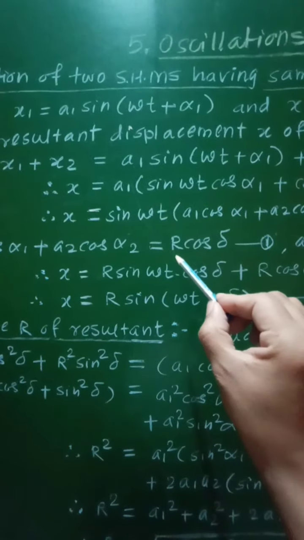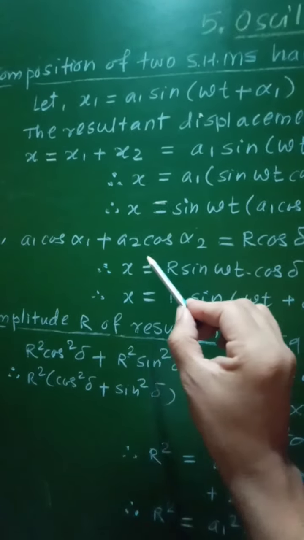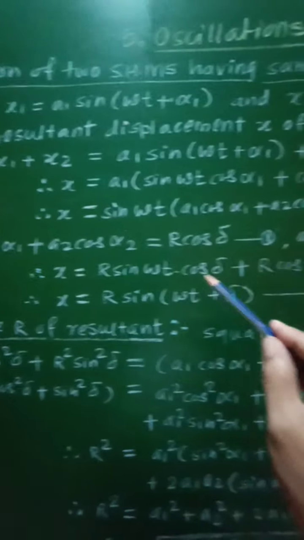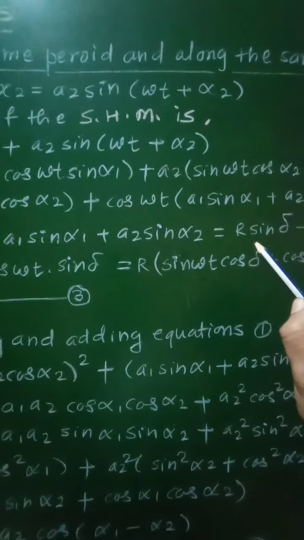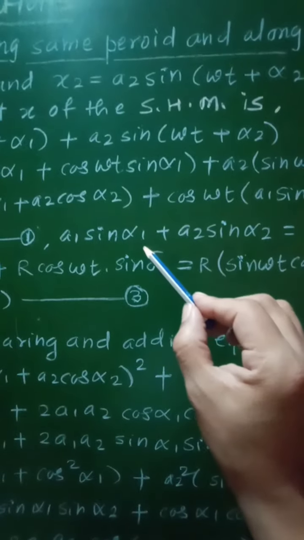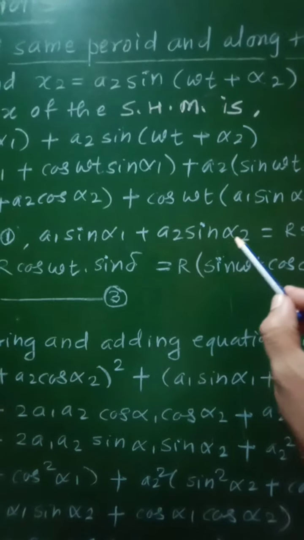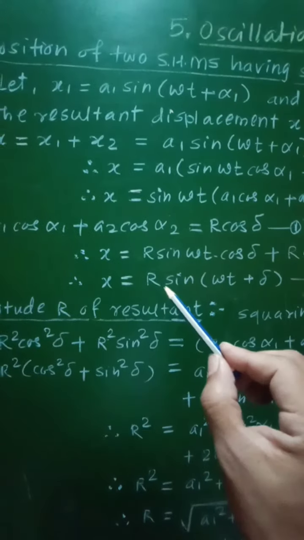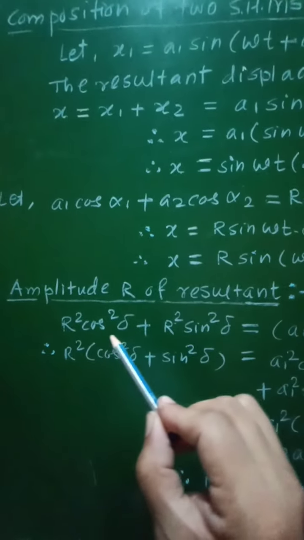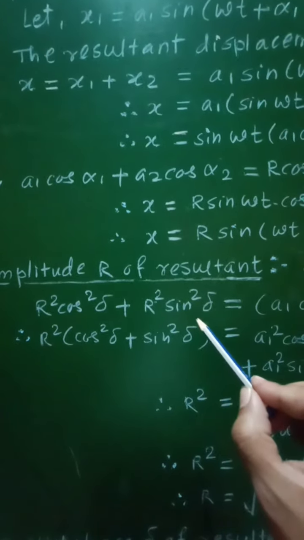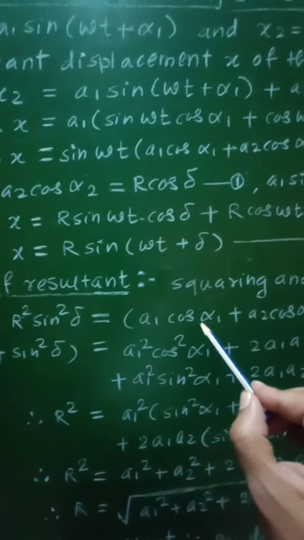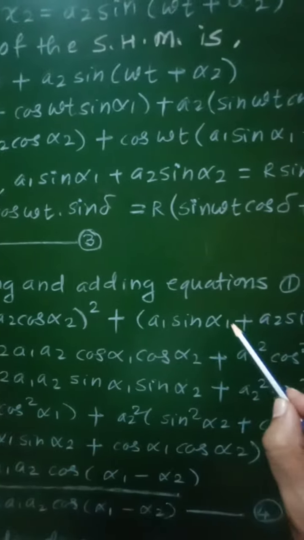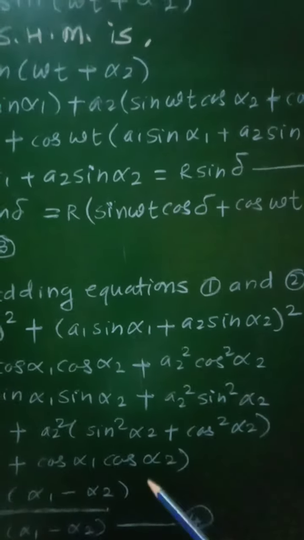So squaring this we will get r square cos square delta equal to A1 cos alpha 1 plus A2 cos alpha 2 whole square. Similarly here from the second equation, r square sin square delta equal to A1 sin alpha 1 plus A2 sin alpha 2 whole square. And therefore squaring and adding equation 1 and 2 we will get r square cos square delta plus r square sin square delta equal to A1 cos alpha 1 plus A2 cos alpha 2 whole square plus A1 sin alpha 1 plus A2 sin alpha 2 whole square.